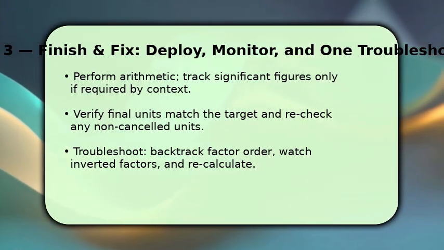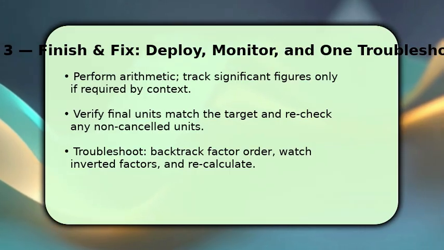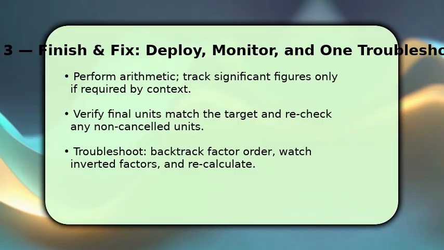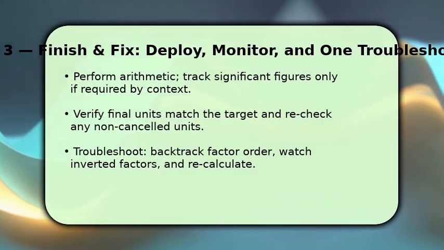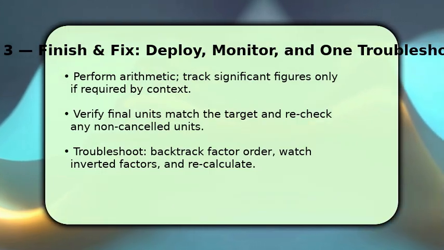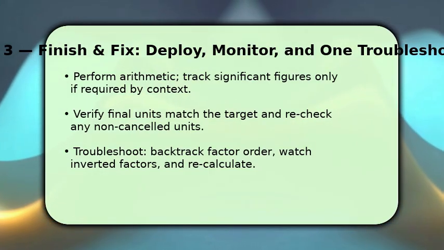Order of magnitude checks catch inversion errors. If something's wrong, re-examine each fraction orientation and the chain order. Often a factor was inverted or omitted. Finally, round appropriately and label the result so it's ready for use or reporting.